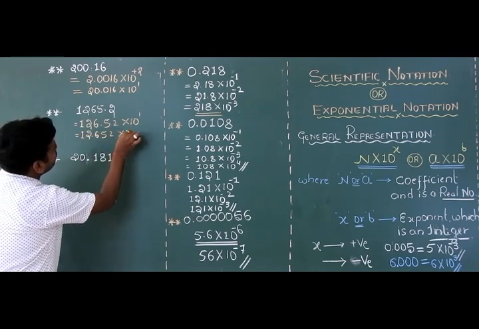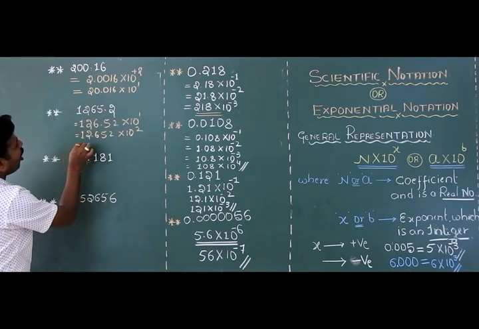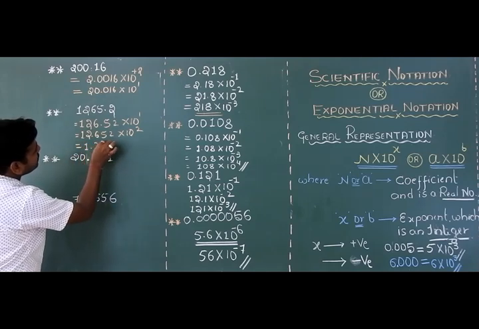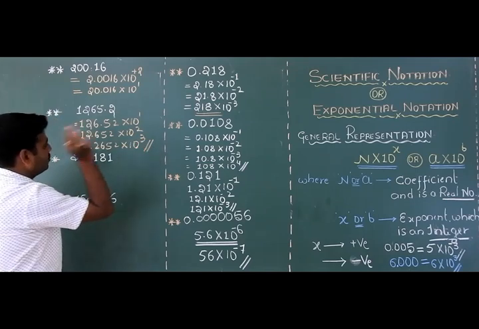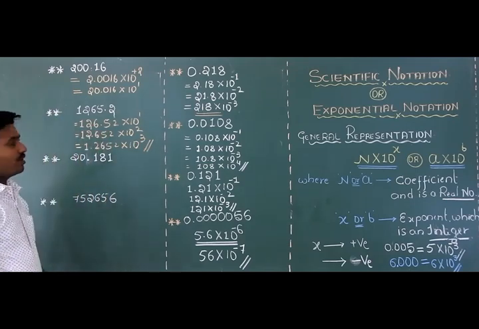We can write it in the form 12.652 into 10 raised to plus 2, or 1.2652 into 10 to the power of plus 3. So these are the possible scientific notations for a given number, students.